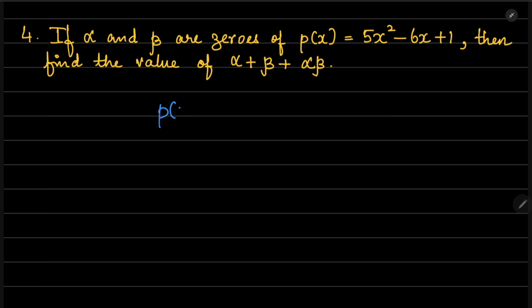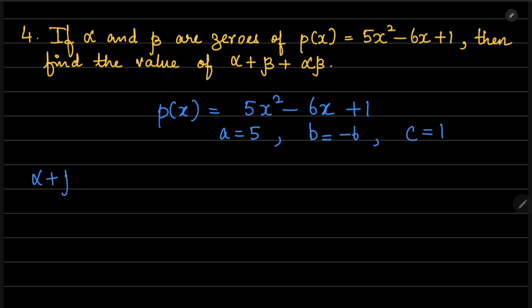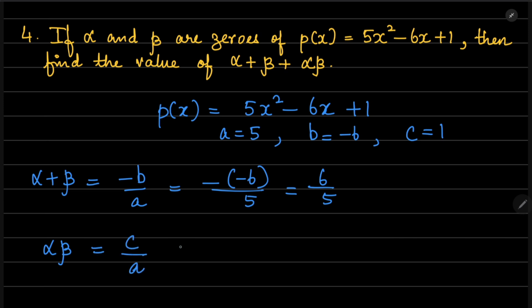So your given p of x is nothing but 5x square minus 6x plus 1. Your a is nothing but 5, your b is minus 6, and your c is nothing but 1. So the sum of the zeros, alpha plus beta, equals minus b by a, minus of minus 6 by 5, which is 6 by 5. Minus into minus is plus. The product of the zeros, alpha beta, equals c by a. What is c? 1. And a is 5. So 1 by 5.